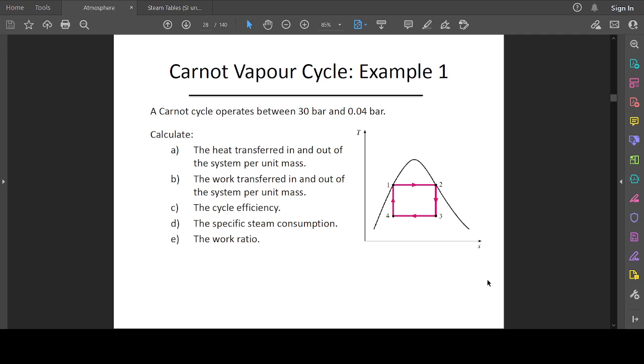So the first example: a Carnot cycle operates between 30 bar and 0.04 bar. Calculate the heat transferred in and out of the system per unit mass, the work transferred in and out of the system per unit mass, the cycle efficiency, the specific steam consumption, and the work ratio. We already know heat transfer occurs in the boiler. We boil water to convert it to saturated steam, so here is the heat added to the system.